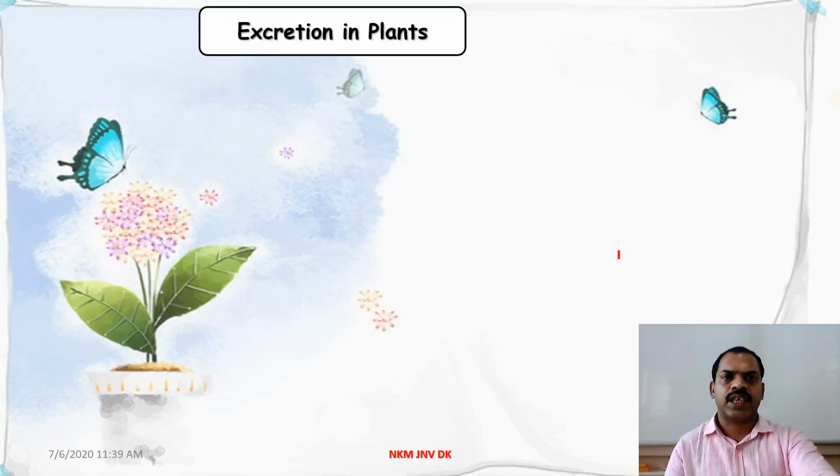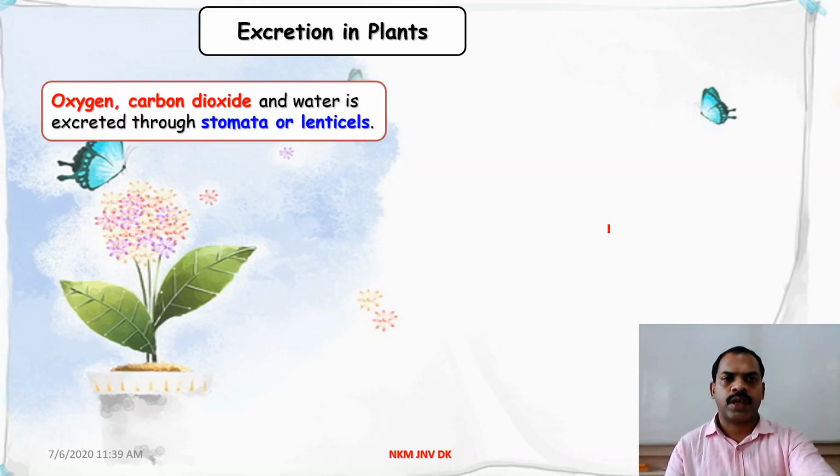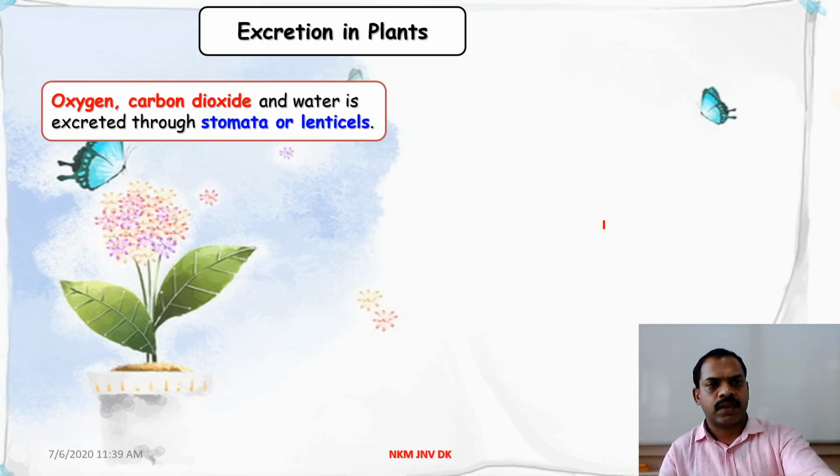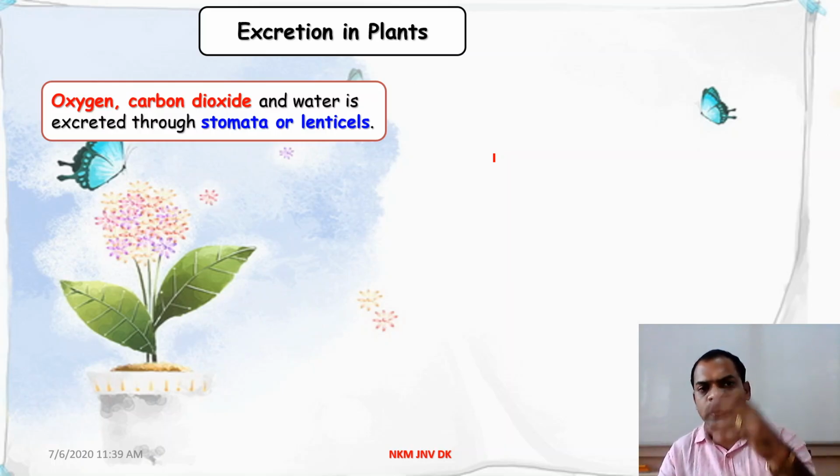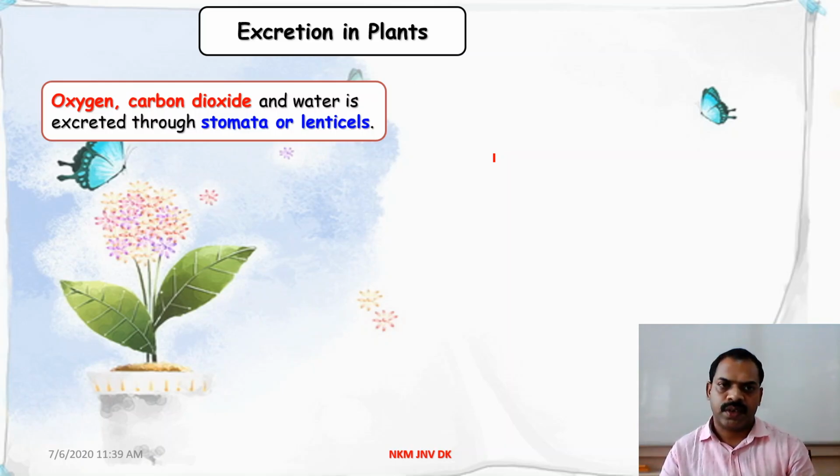Now let us see the excretion in plants. So plants do excrete materials. What are the things plants excrete? Plants excrete oxygen. How does oxygen act as an excretory product? Because of photosynthesis, they will produce excess oxygen that will be released. That is how we are getting the oxygen.